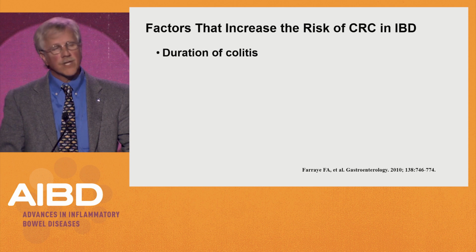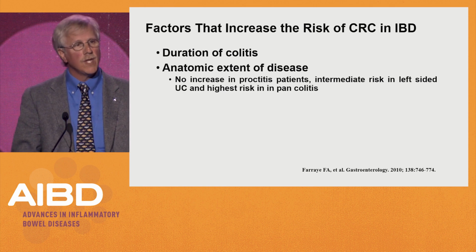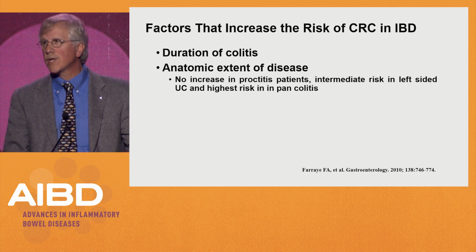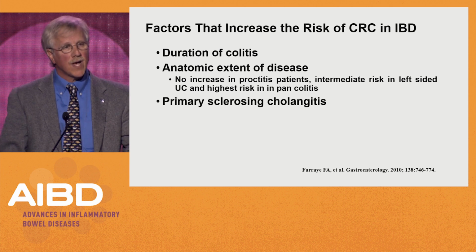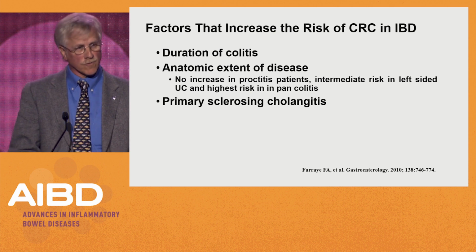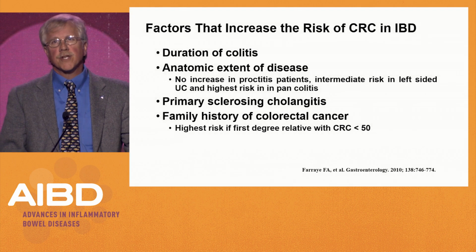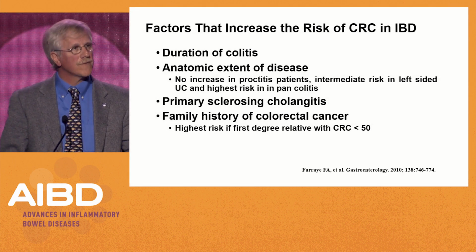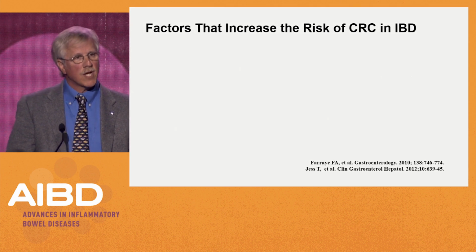So what are the factors that increase the risk of developing colorectal cancer? Duration of colitis, we know. Anatomic extent: patients with proctitis or distal proctosigmoiditis do not have an increased risk of developing colorectal neoplasia. Again, the highest risk is in patients with pancolitis. Patients with primary sclerosing cholangitis are one of our highest risk groups. You need to consider the family history, a first-degree relative with colorectal cancer prior to the age of 50, as a risk factor. Age of IBD onset, we discussed.